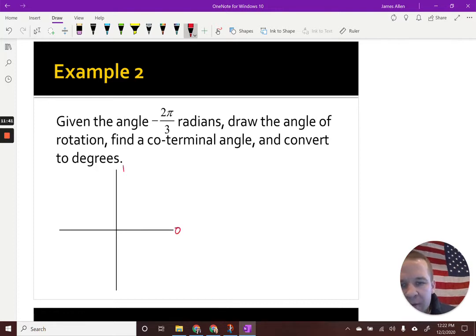I'd have 0. This is pi over 2. This is, sorry, not 2 pi, just pi. This is 3 pi over 2. And then we're back to 2 pi over here because that's the full rotation, the full 360, right? Okay, so where is my negative 2 pi over 3 going to land?